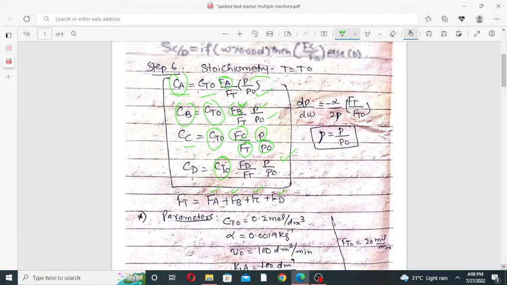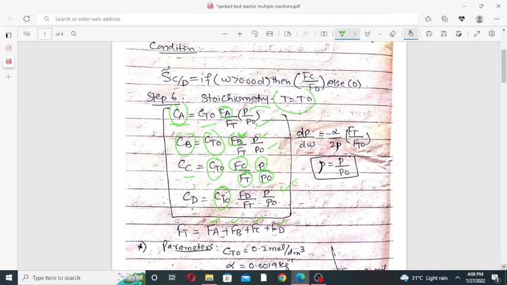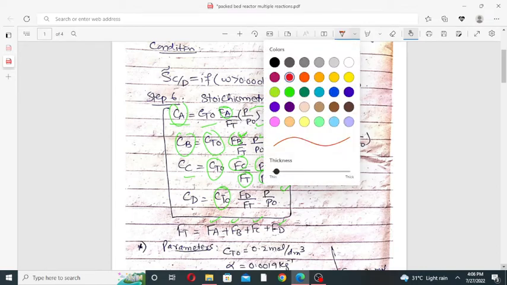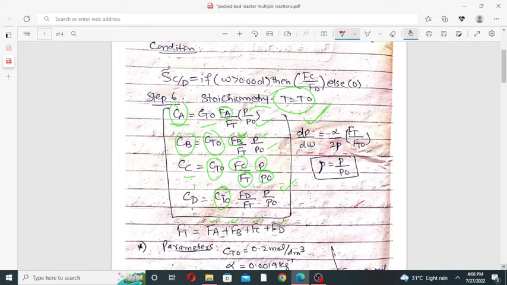Now this is the isothermal reactor, so T is equal to T0, and for the pressure changes in this packed bed reactor, we will write the differential equation for the pressure drop. It is equal to this one, dy/dW, where W is the weight of catalyst, is equal to minus alpha divided by 2y and the total flow rate and the total flow rate at the initial condition. So this y is equal to P divided by P0.